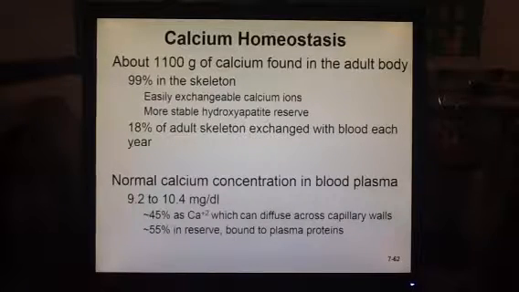This talks about regular levels of calcium: 1,100 grams in the adult body, 99% of that is in the skeleton, but really 18% of the adult skeleton is exchanged with the blood each year. They are easily exchangeable calcium ions, and they're just pulled out of those reserves when needed. The normal calcium concentration in the plasma is anywhere from 9.2 to 10.4 milligrams per deciliter.